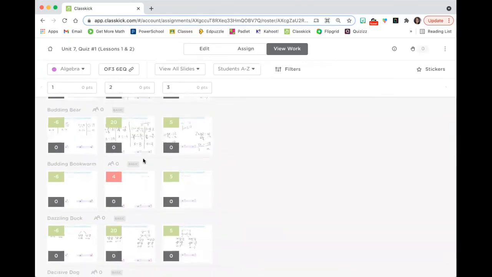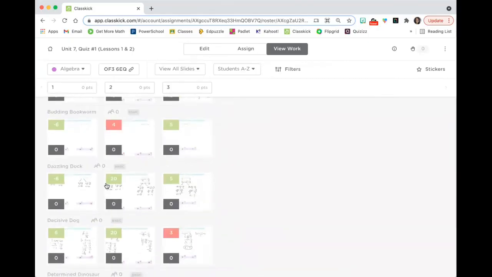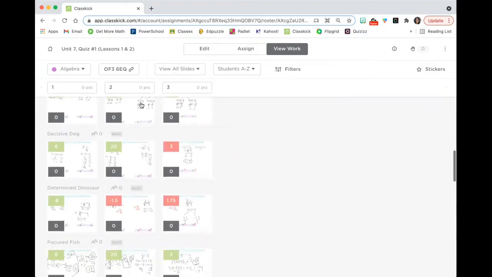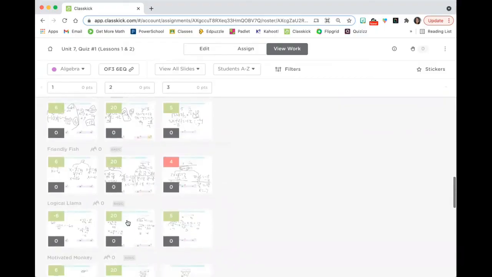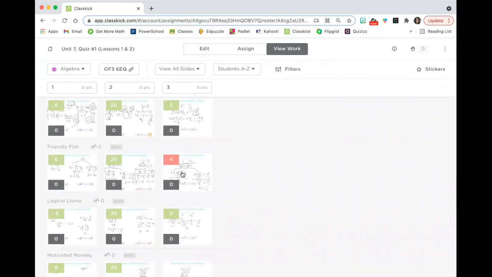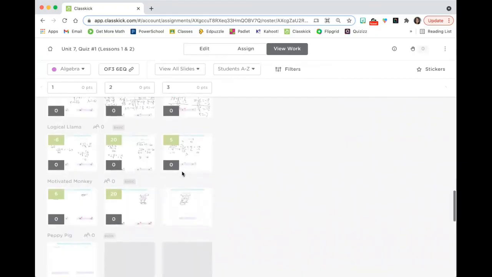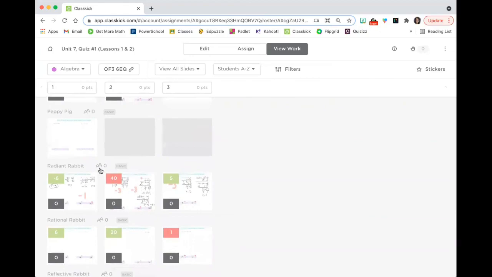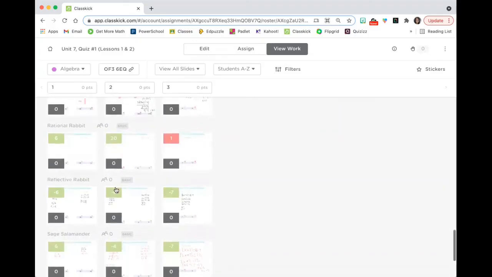When you put in the work up front to have them type in the correct answer, I know my dazzling duck here had a 100. Okay, so I didn't even need to go through and worry about checking the answers that were right. The ones that are red, that just has me focus on going through and checking the answers that are wrong. I'm then able to give some partial credit, obviously, if need be. And you can see here, my Radiant Rabbit got some partial credit as well.